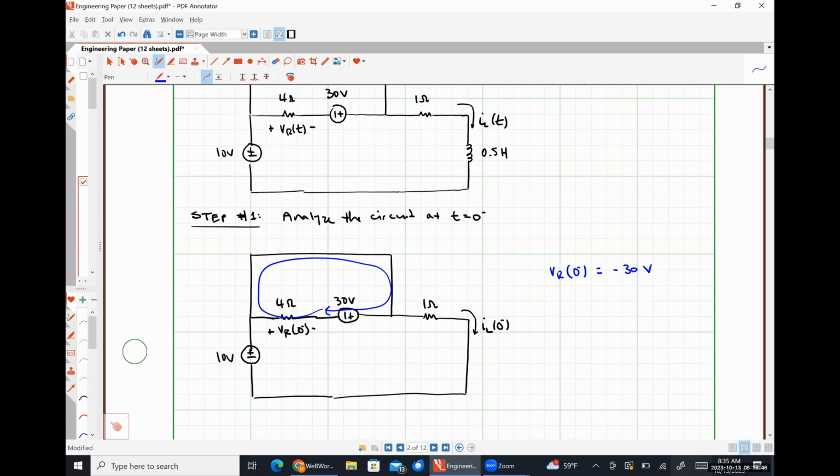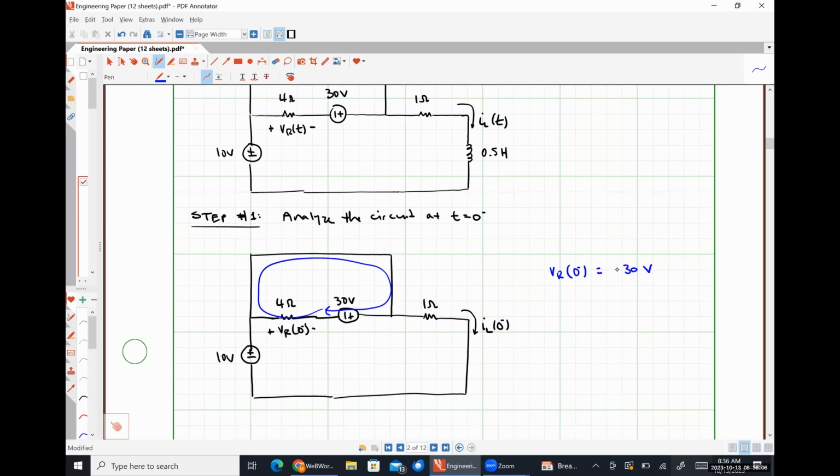Oh, sorry. You're right. Positive 30 because of the polarities there. So 30 with positive on the left plus 30 with positive on the right are going to make 0. You're right there. I just messed up the sign. Thank you for that. I mean, I was testing you.